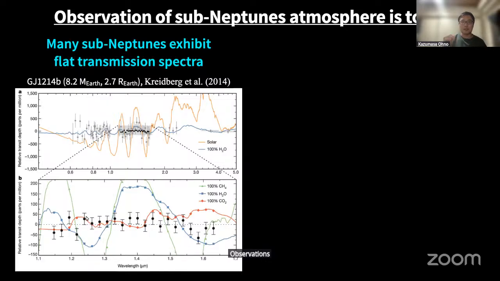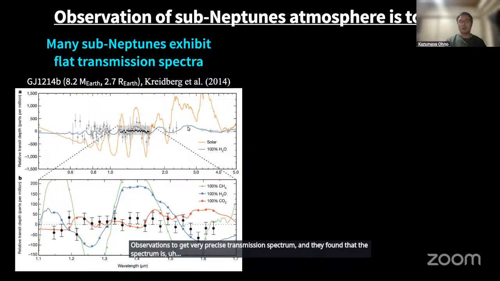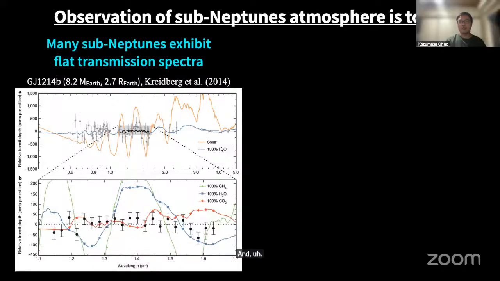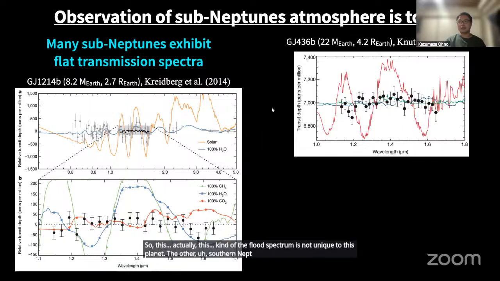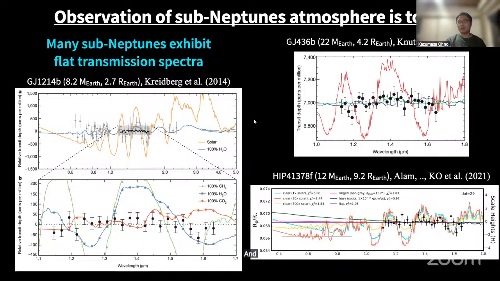observations to get a very precise transmission spectrum, and they found that the spectrum is too flat compared to both a solar composition atmosphere, or hydrogen-rich atmosphere, in other words, and a steam atmosphere purely made of water. This kind of flat spectrum is not unique to this planet. The other sub-Neptunes like GJ436b and other planets are also showing a similar featureless spectrum.